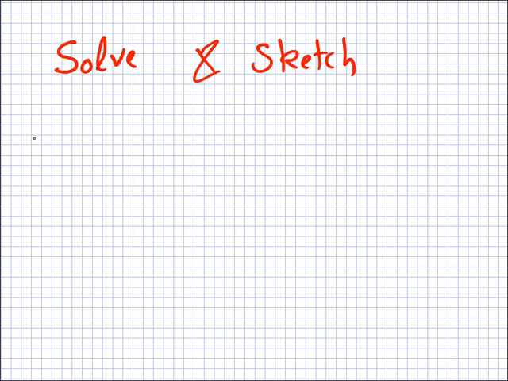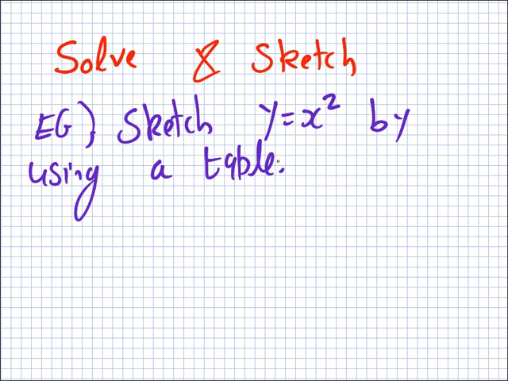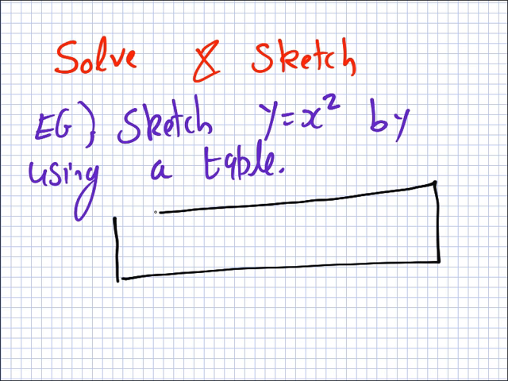So the first thing we'll have a look at is we'll sketch, let's pick some simple quadratic, y equals x squared, by using a table. Now, this isn't the best way to do it, but it's just the first way we'll learn. So what you can do is you can make a table of values of x.